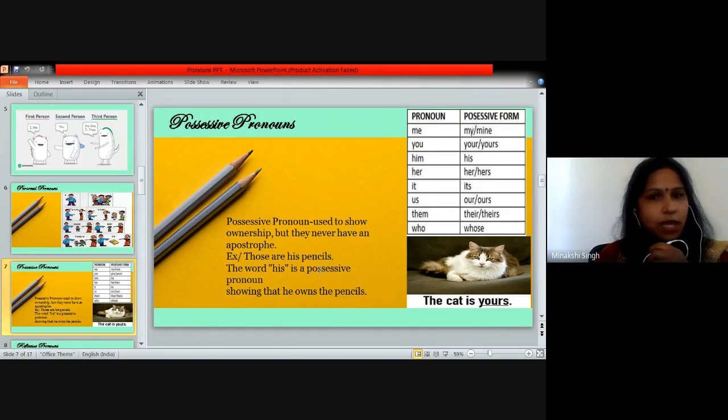And possessive pronouns show ownership. Like, those are his pencils. The word his is a possessive pronoun showing that he owns the pencils. So here we have a list wherein we have differentiated personal pronouns and possessive pronouns. Like if I talk about, me is a personal pronoun. My and mine are possessive pronouns, possessive forms of pronouns.